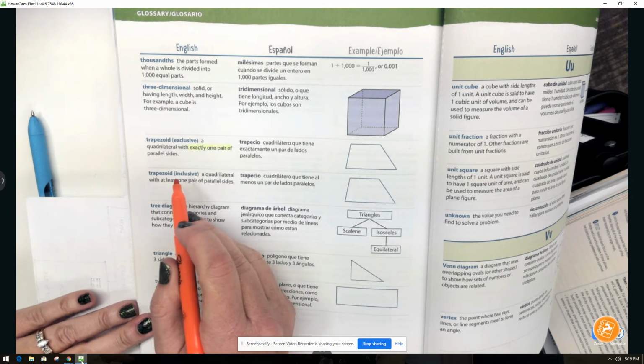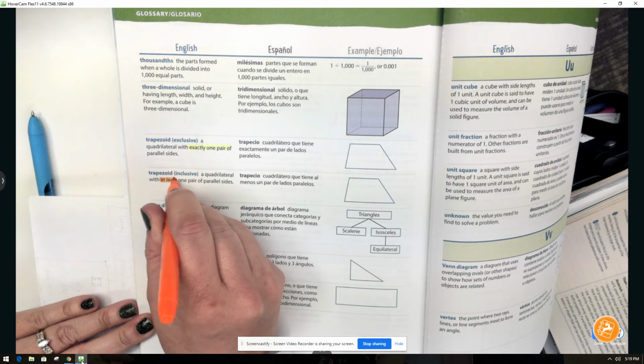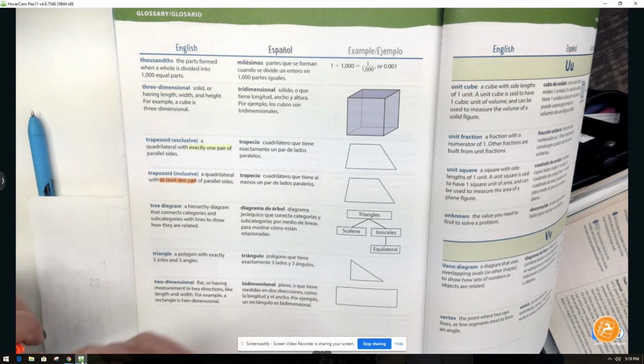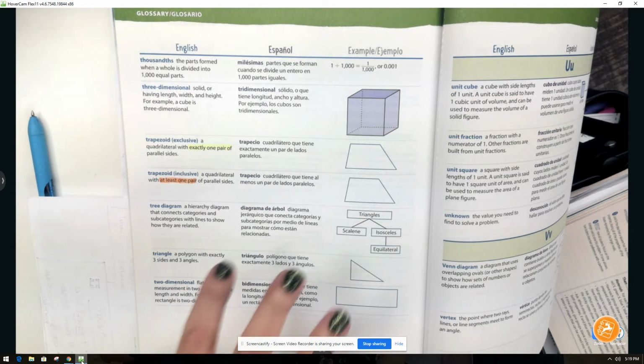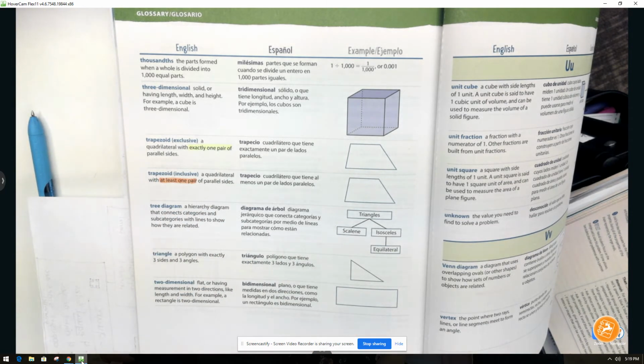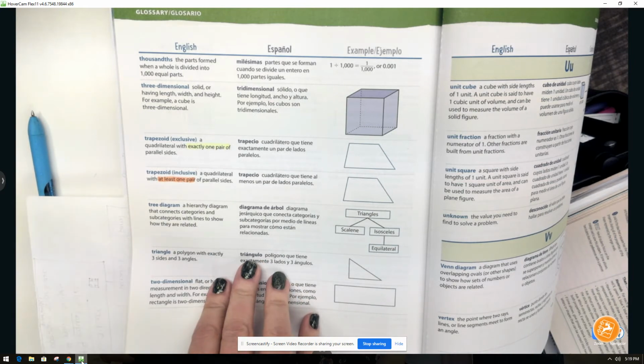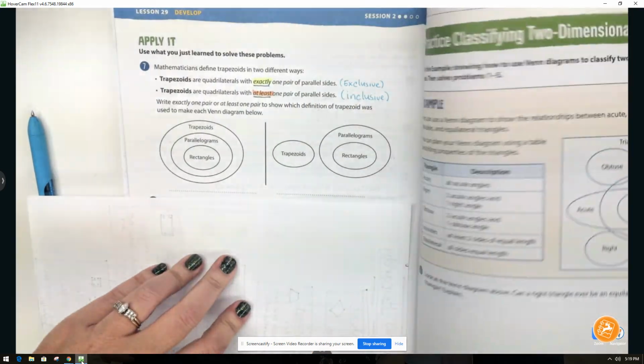And then a trapezoid is inclusive because it says you only have to have at least one pair of parallel sides. We don't care if you have two, you just have to have at least one pair. So this definition for trapezoid is inclusive. It's inviting all types of people to be a trapezoid. So those are the two definitions for a trapezoid. So just be careful that you look and see which definition they are looking for.